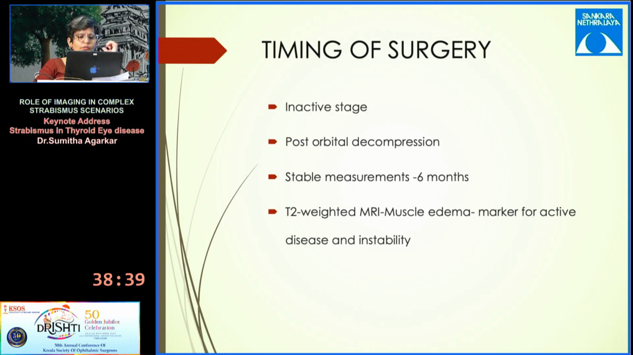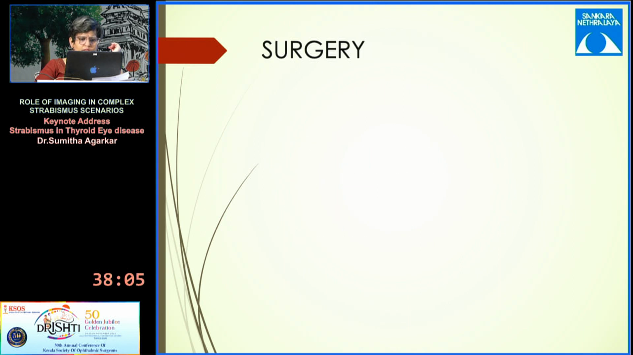Timing of the surgery: you have to do it in the inactive stage, when the disease activity is least, which can be determined by your orbital colleague or on imaging. If orbital decompression has been planned, then strabismus surgery is best done after that, because decompression can alter the strabismus and at the same time can produce new strabismus also. So if decompression is planned, strabismus surgery has to be done only after it. You need stable measurements for at least 6 months, and as I said, your MRI can also help you decide when the disease is quiet.